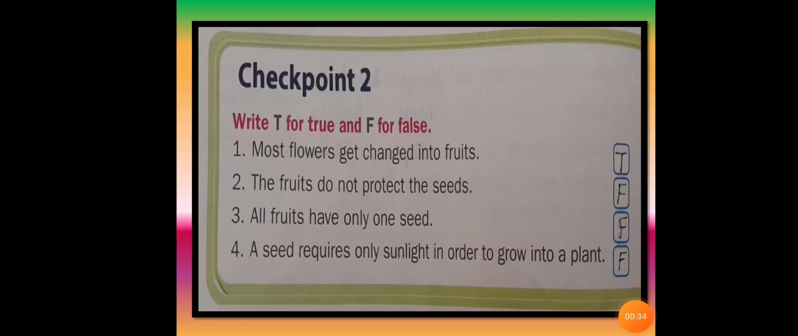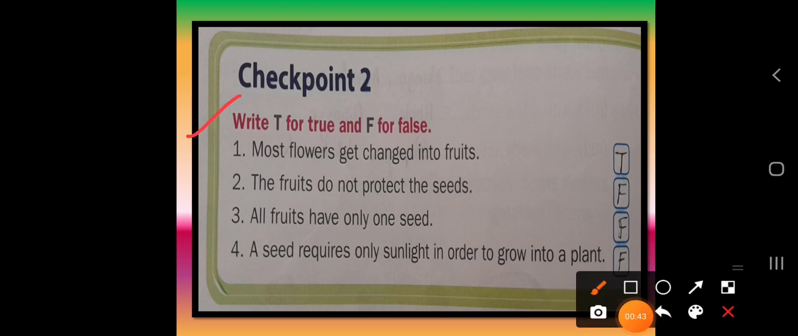So dear students, you can see on the screen that this is Checkpoint 2. Here the first question is: write T for true and F for false. So you have to write T or F. T means true and F means false. So dear students, which is our first question?